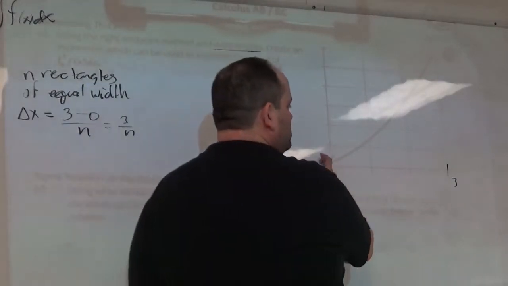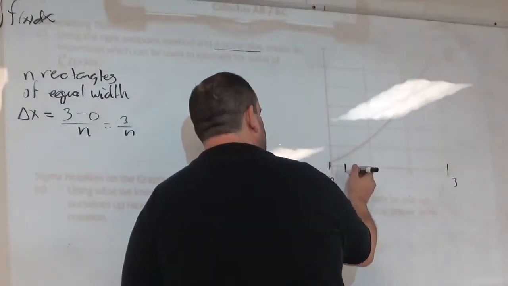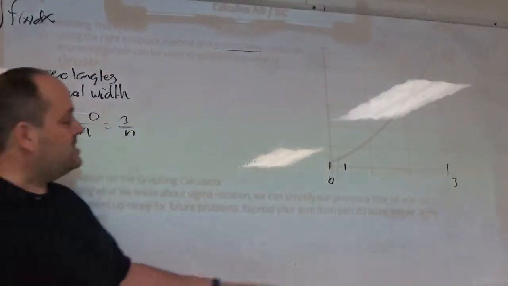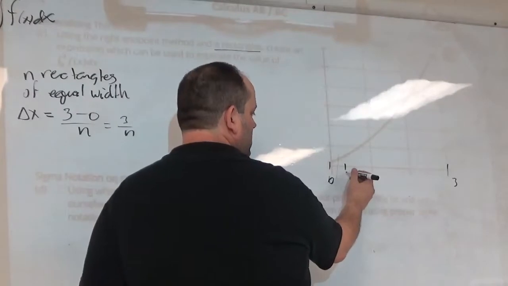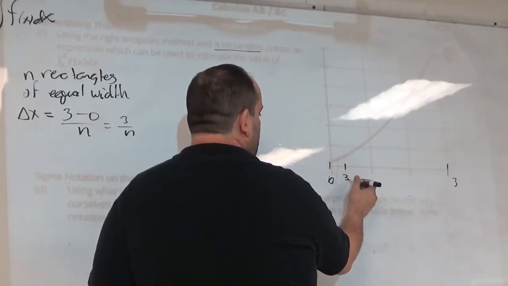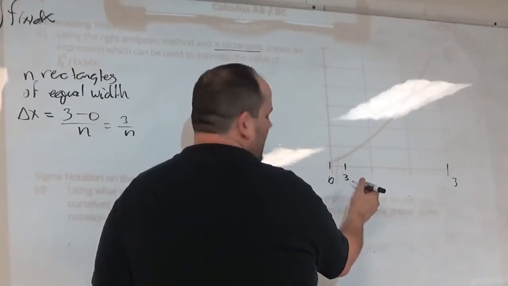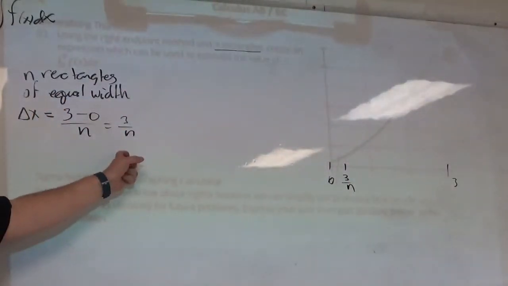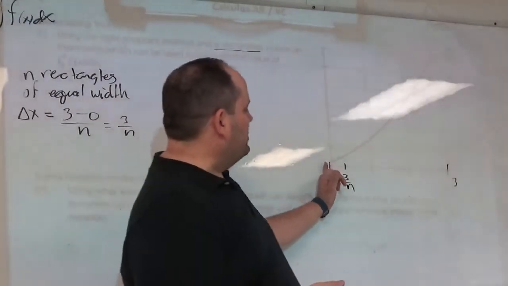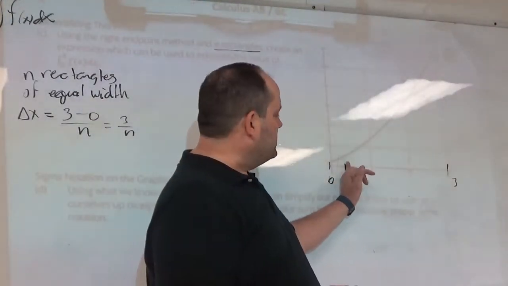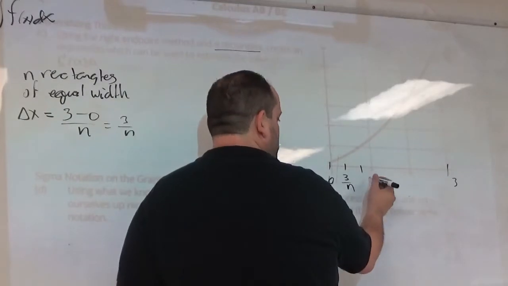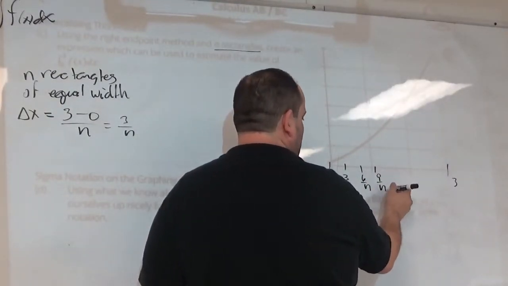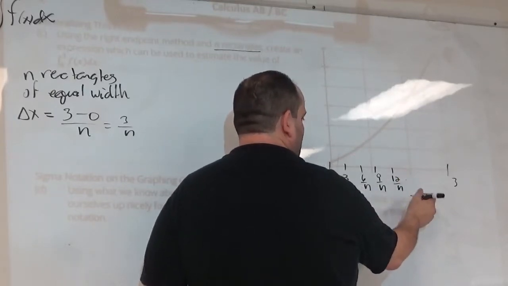Well, if I'm going to go from 0 to 3, tell me about that first rectangle. That first rectangle has a width of 3 over n. It starts at 0. Where does it end? 3 over n. Yes, I'm that picky. You have a width of 3 over n. You're starting at 0, add 3 over n. Where does the next rectangle end? 2 times that, right? 6 over n. How about the next rectangle? 9 over n. The next one? 12 over n.